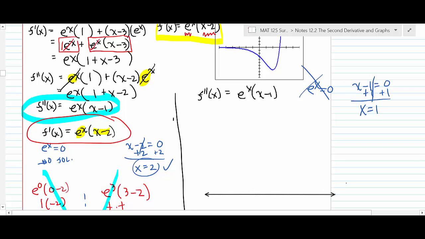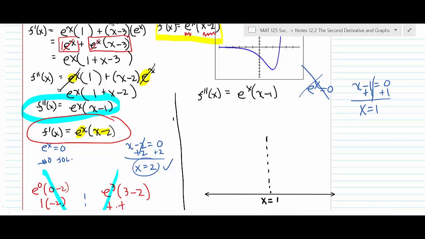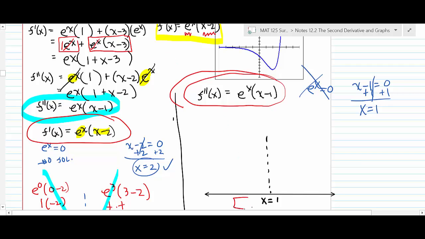So again, we just can draw a number line and do our sign chart. So we got x equals 1. And then again, you're going to plug test points into that second derivative now, which is this thing. So if you do that, we can use a 0. So that's e to the 0 times 0 minus 1. That's 1 times negative 1. What does that tell you about the concavity? It's concave down. You're sad. Okay, so it's concave down.